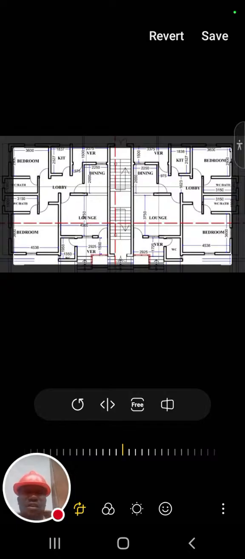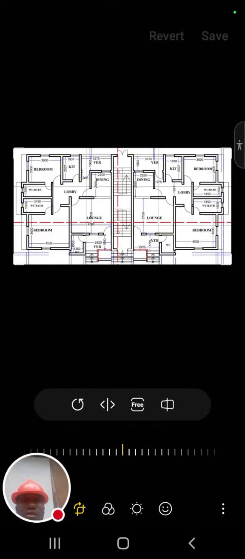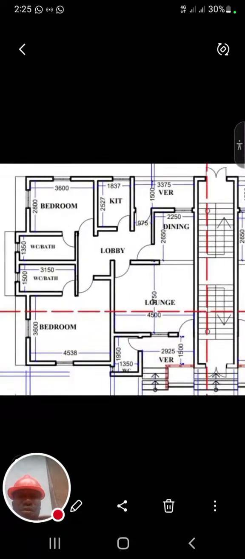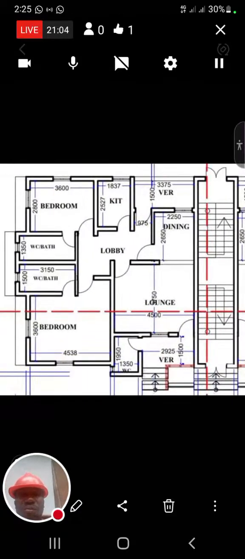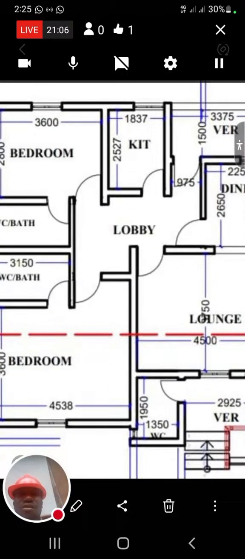If you don't understand the symbols, you will find it very difficult. In fact, understanding the symbols is one of the most crucial things you have to note. Do you understand me? So I want you to pay attention, all right?